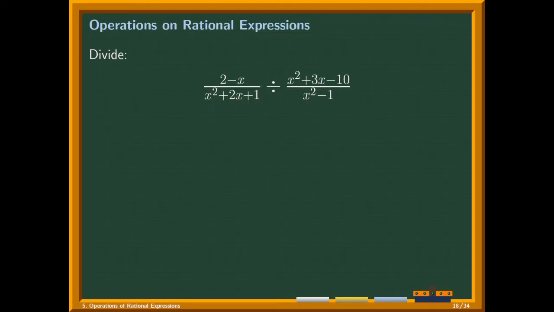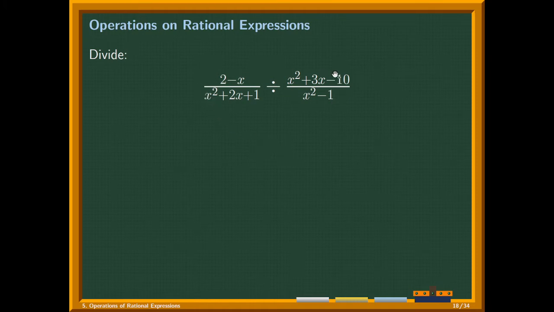And we are now in the third example of division on rational expressions or algebraic expressions. So we have a trinomial and a binomial. In the first term, we have (2 minus x) all over (x squared plus 2x plus 1) divided by (x squared plus 3x minus 10) all over (x squared minus 1).